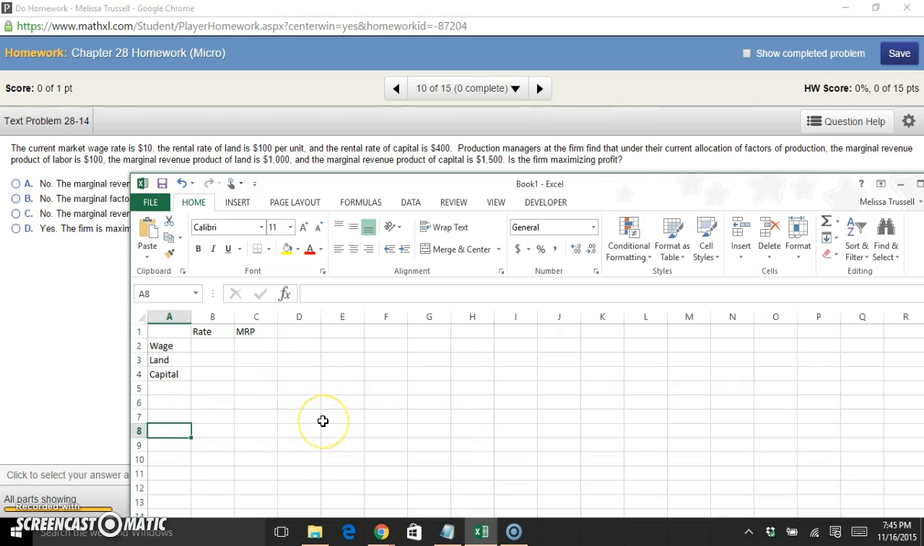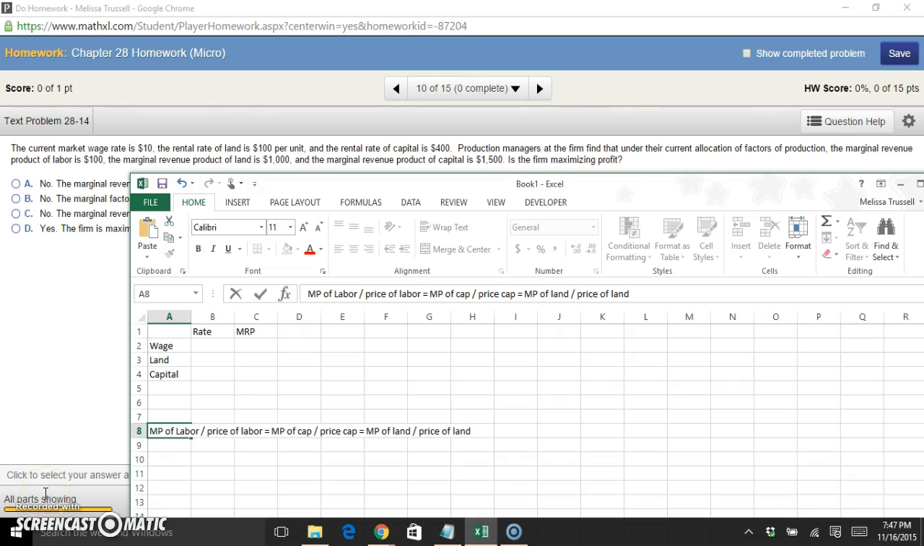The formula we're given is that the marginal product of labor divided by the price of labor, or wage rate, has to equal the marginal product of capital divided by the price of capital, which also has to equal the marginal product of land divided by the price of land. In other words, for each factor of production, in this case labor, capital, and land, we want the marginal product of that factor divided by the price of that factor to be equal across all those factors.